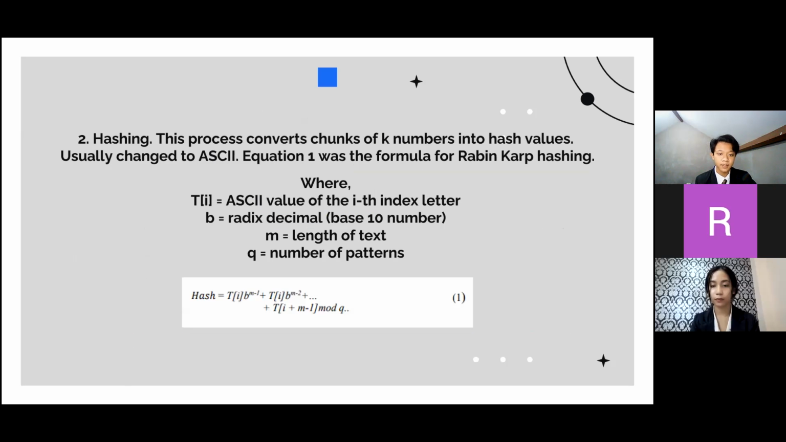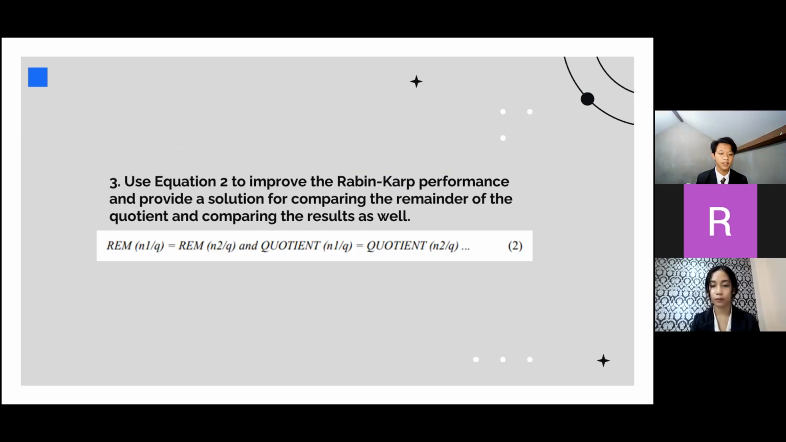Next slide. So second is hashing. This process converts chunks of K number into hash value, usually changed to ASCII. Equation one is the formula for Rabin-Karp hashing. Three is we can use equation two to improve the Rabin-Karp performance and provide a solution for comparing the remainder of the equation and comparing the result as well.